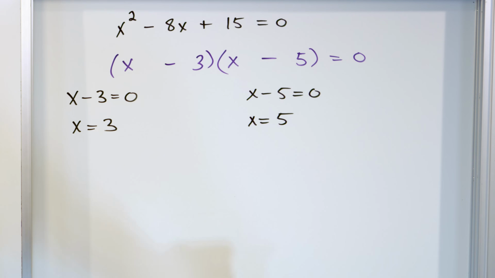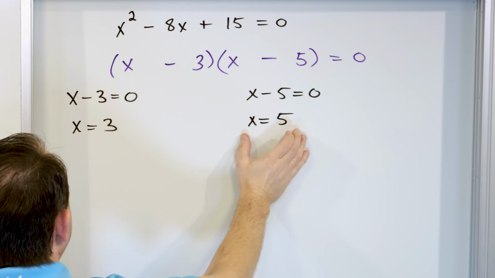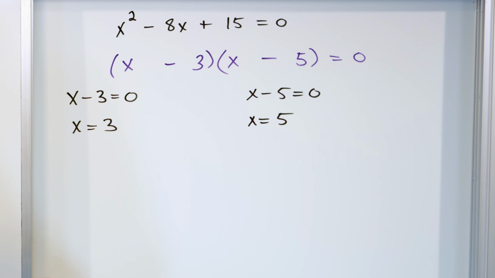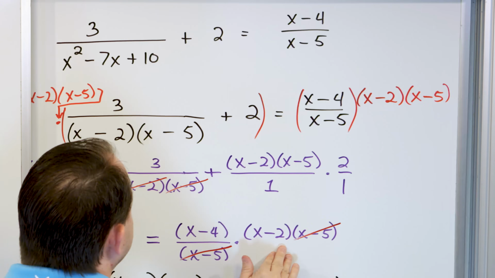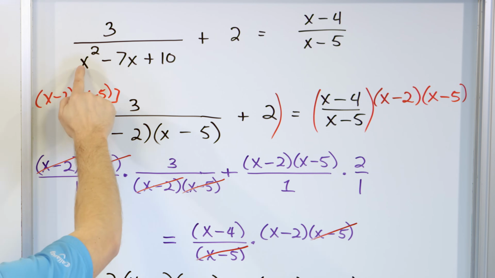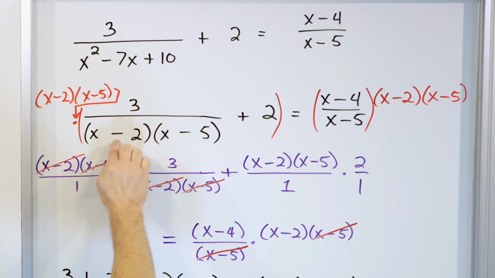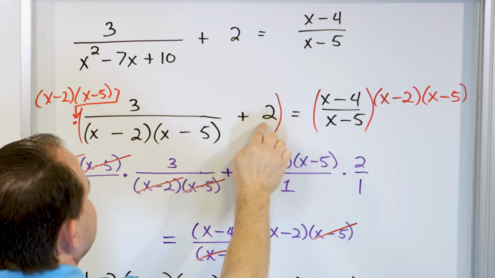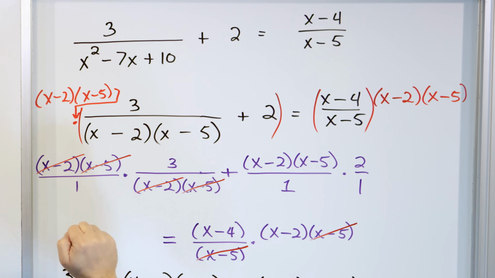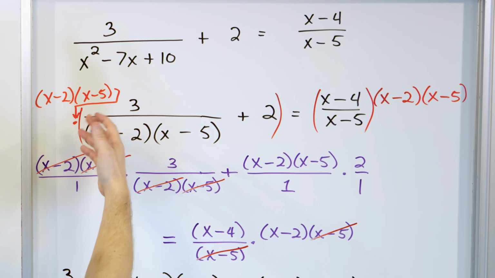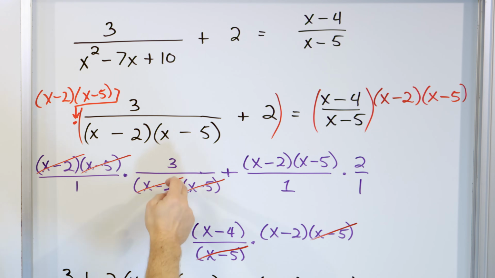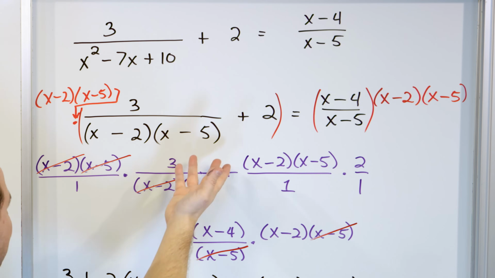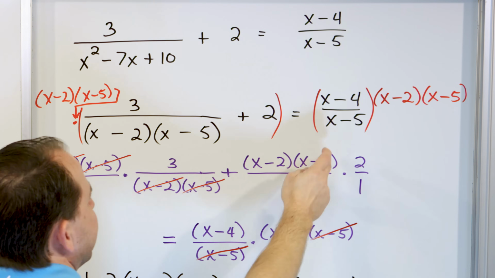So let's take a look at it. x is equal to 5 is one of our answers. x is equal to 3 is one of our answers. If we look at the original equation, but in factored form, the original equation was this plus 2 equals this. Okay? If I put 3 in here, which is one of the answers, 3 minus 2, that's a number. 3 minus 5, that's a number. That's cool. You can multiply them, that's going to be a number.